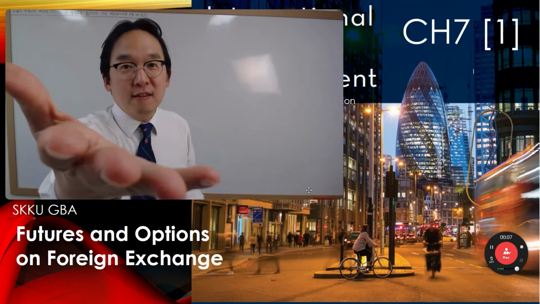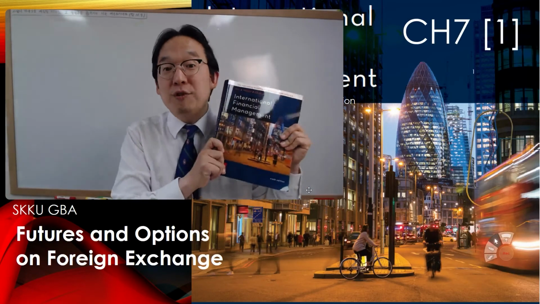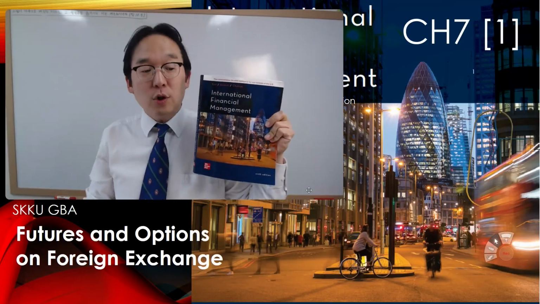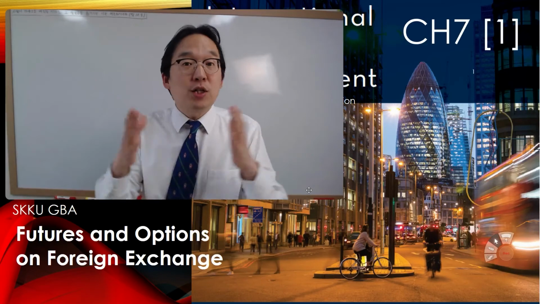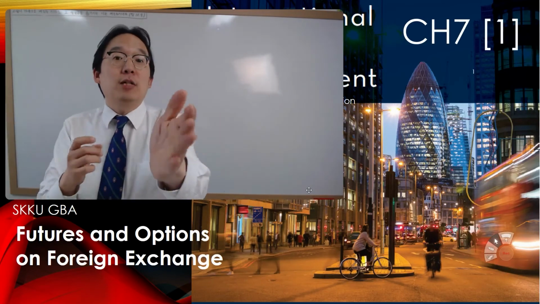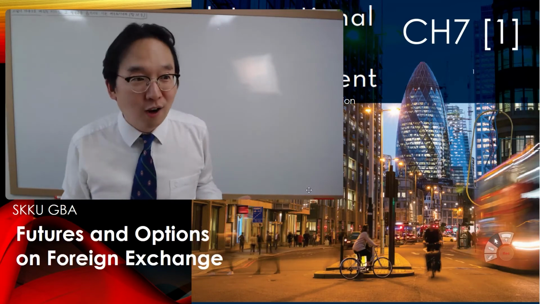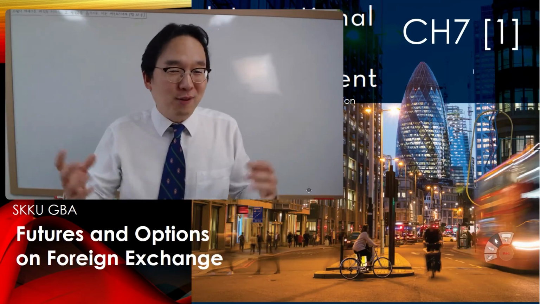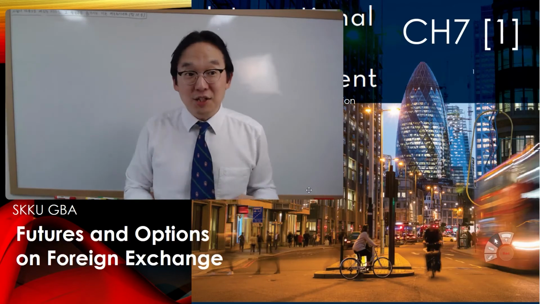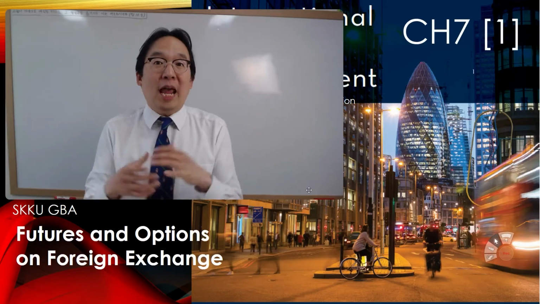And this time we are going to talk about Chapter 7 of Eun, Resnick, and Chuluun, which is Futures and Options on Foreign Exchange. Now, what is this chapter about? Well, it's about financial risk management and financial engineering, 금융공학, right? The word that is kind of spooky to you, I guess, if you are not an engineering major. But risk management is about hedging your risk.